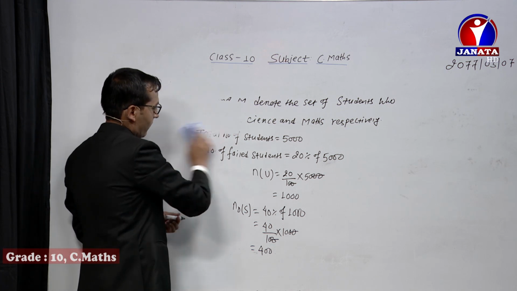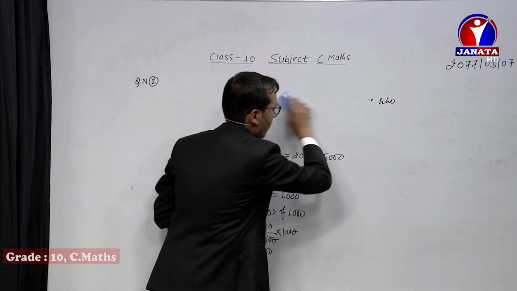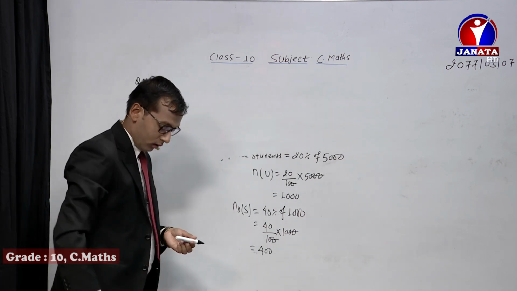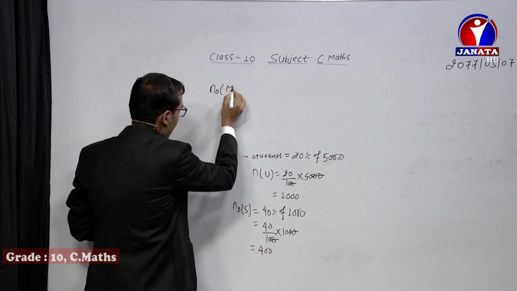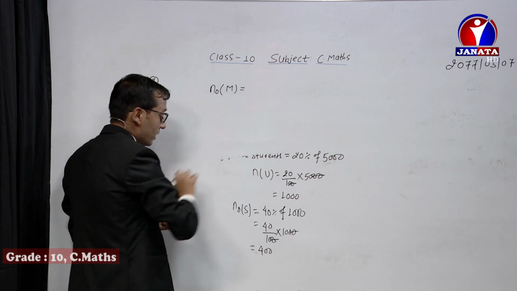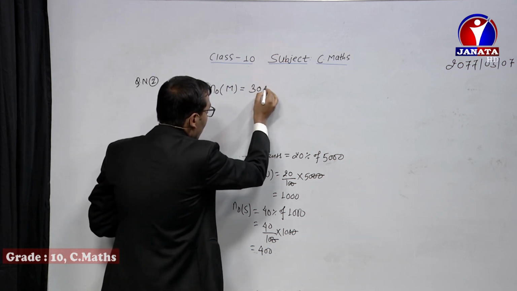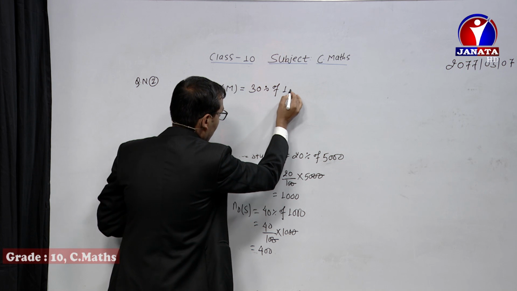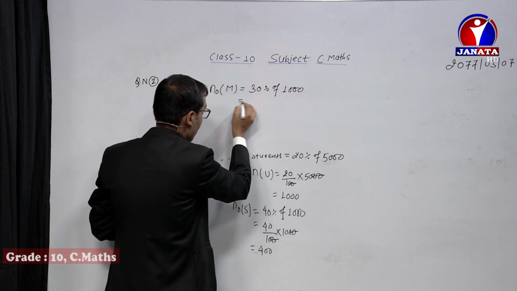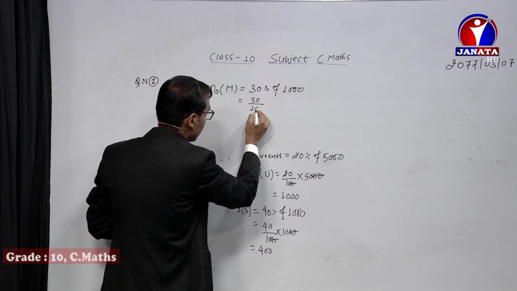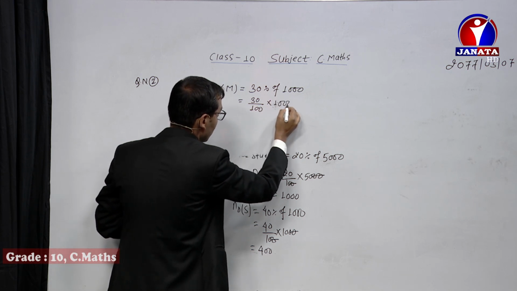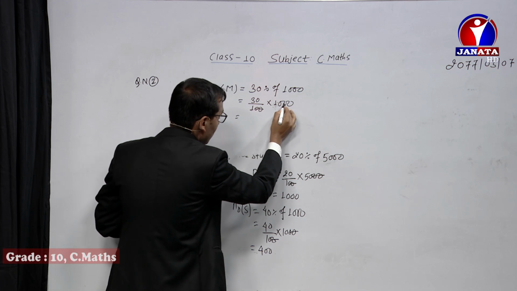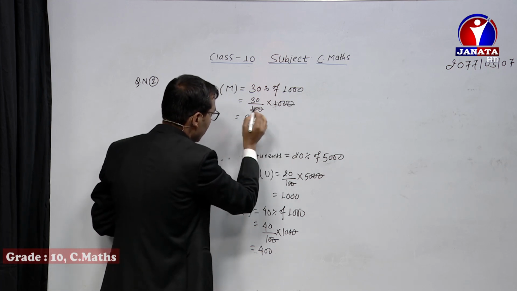So let me write this. What is n only M? n only M is 30% of 1,000. So 30 over 100 multiply by 1,000. Let's cancel 2 zeros. It's 300.